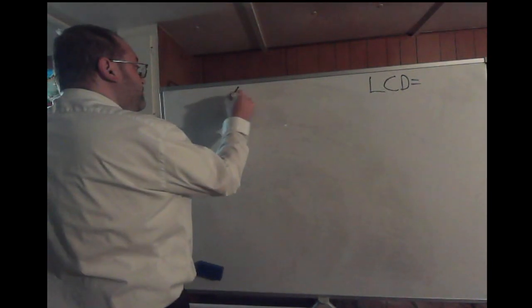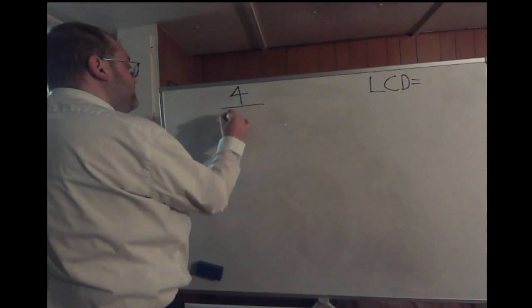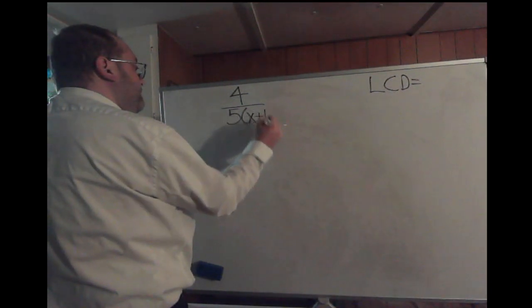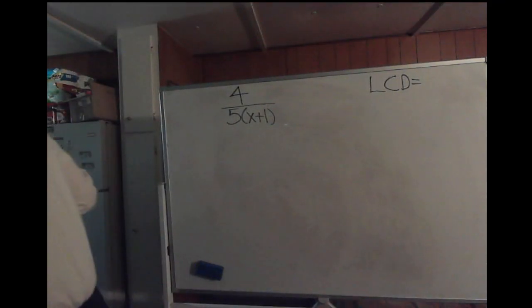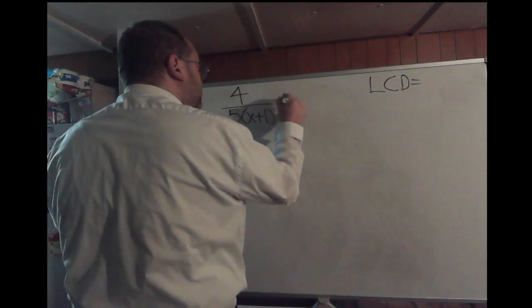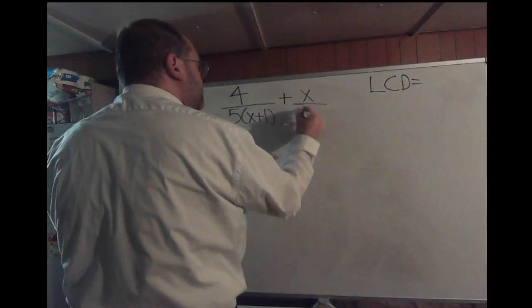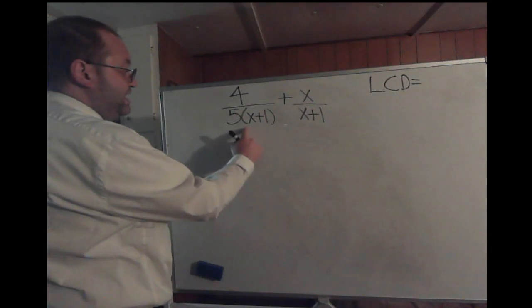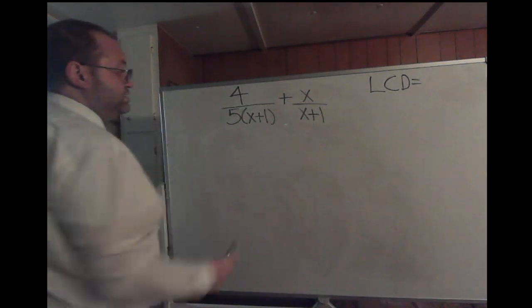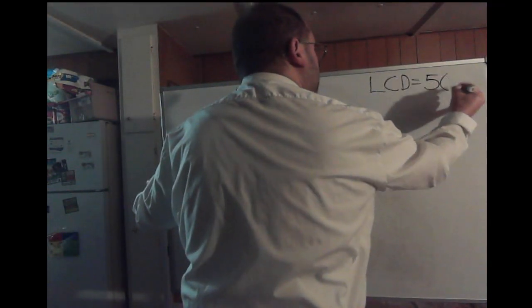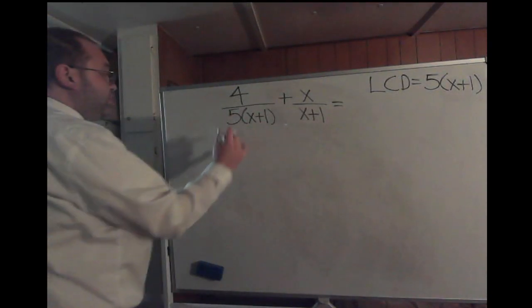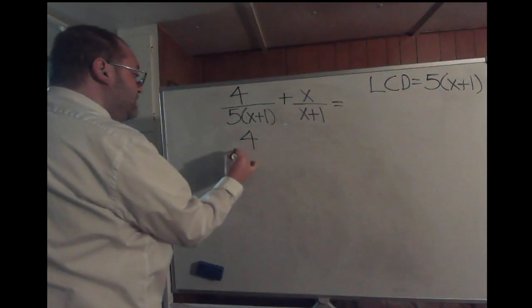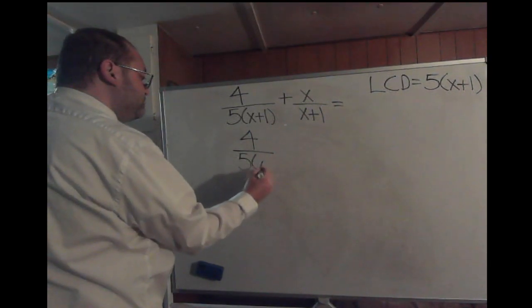Alright, we have 4 over 5 times x plus 1 plus x all over x plus 1. Well, two different denominators. We have 5 times x plus 1, then we have x plus 1. It should be pretty apparent your least common denominator should end up being 5 times x plus 1. So, for the first term, we already have it. We have 4 all over 5 times x plus 1.